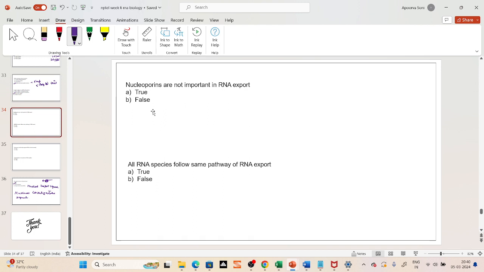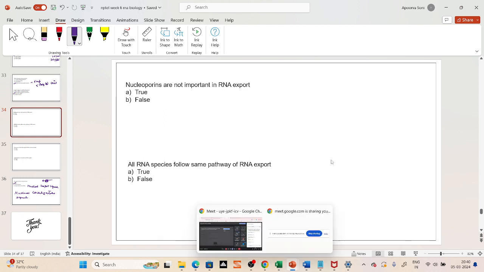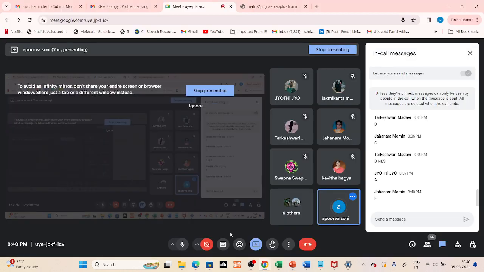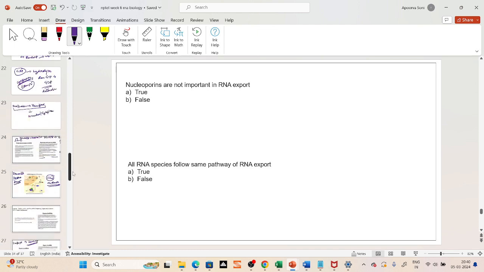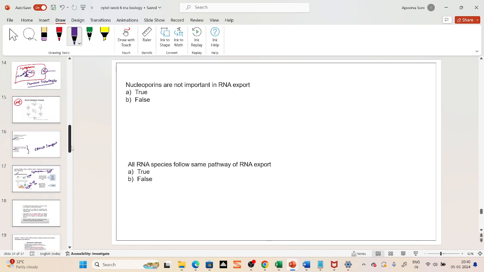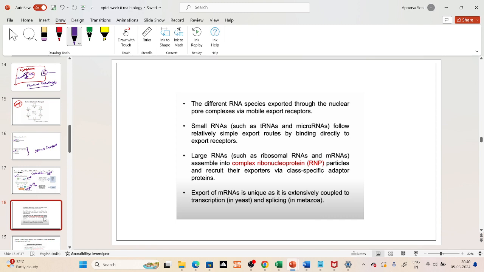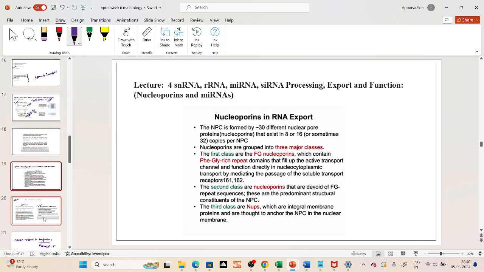Nucleoporins are not important in RNA transport. True or false? False. Yes, it is false. Nucleoporins are very much important. Let us just revise that slide where we have studied about nucleoporins. The heading itself says that nucleoporins are involved in RNA transport, RNA export.